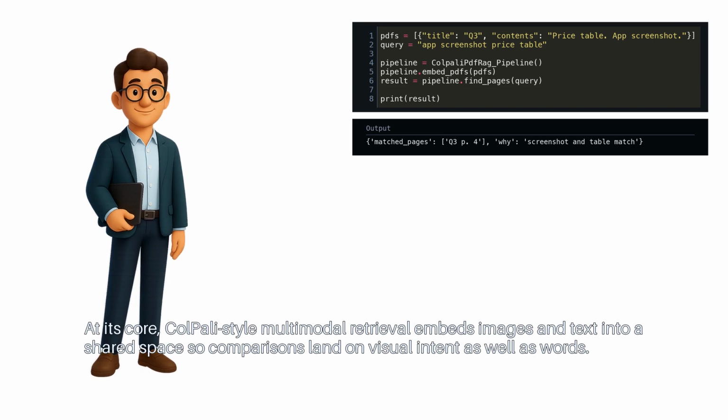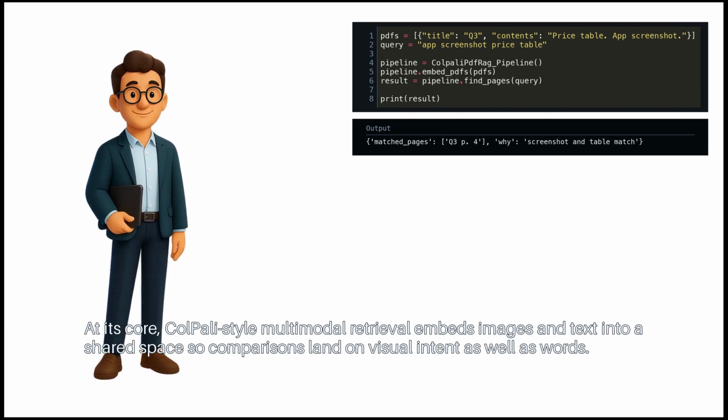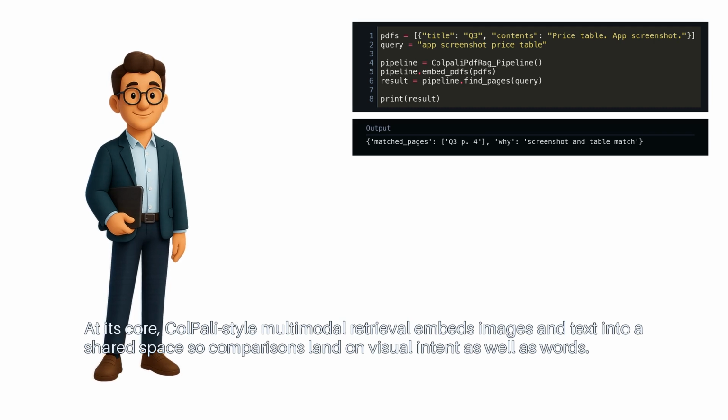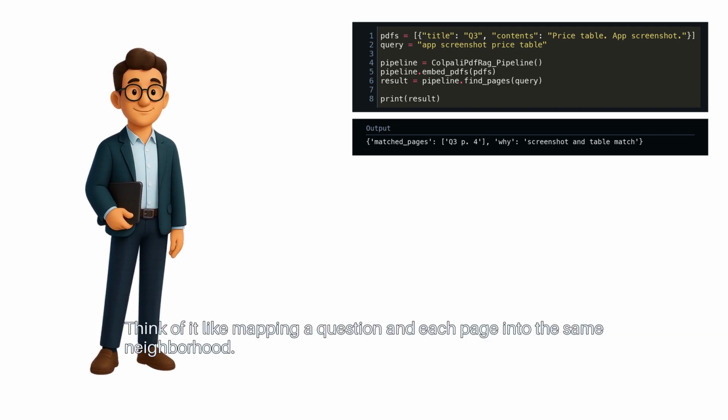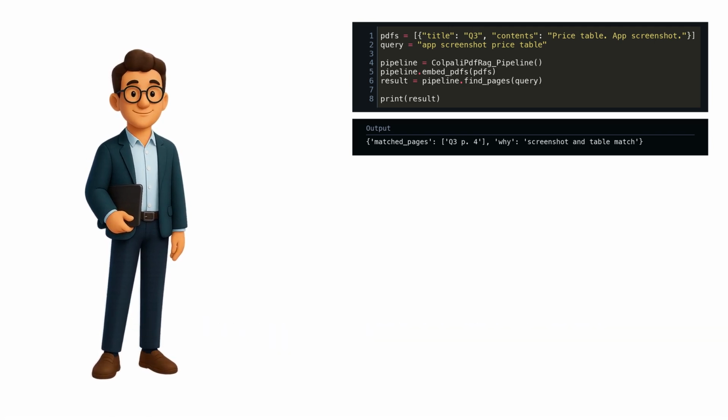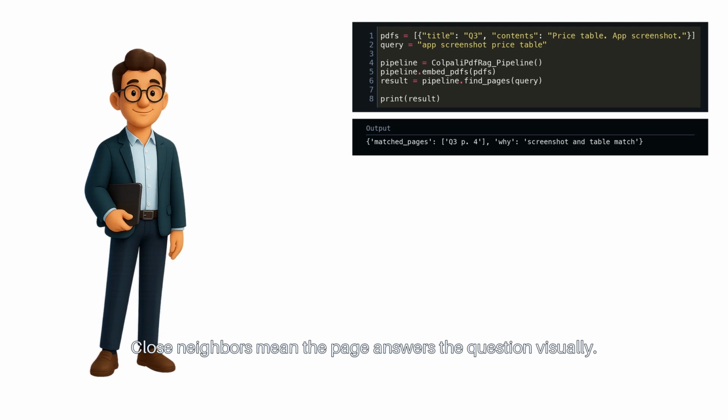At its core, ColPali-style multimodal retrieval embeds images and text into a shared space, so comparisons land on visual intent as well as words. Think of it like mapping a question and each page into the same neighborhood. Close neighbors mean the page answers the question visually.